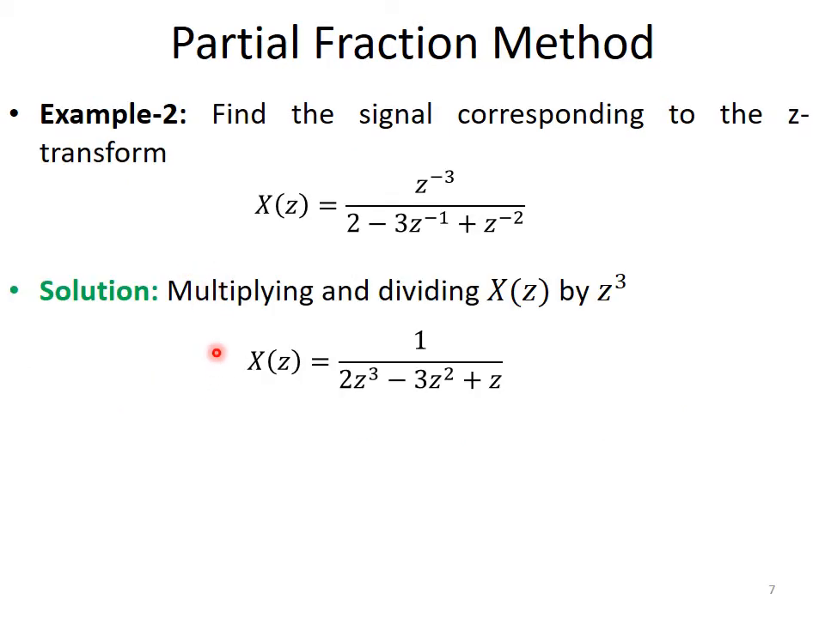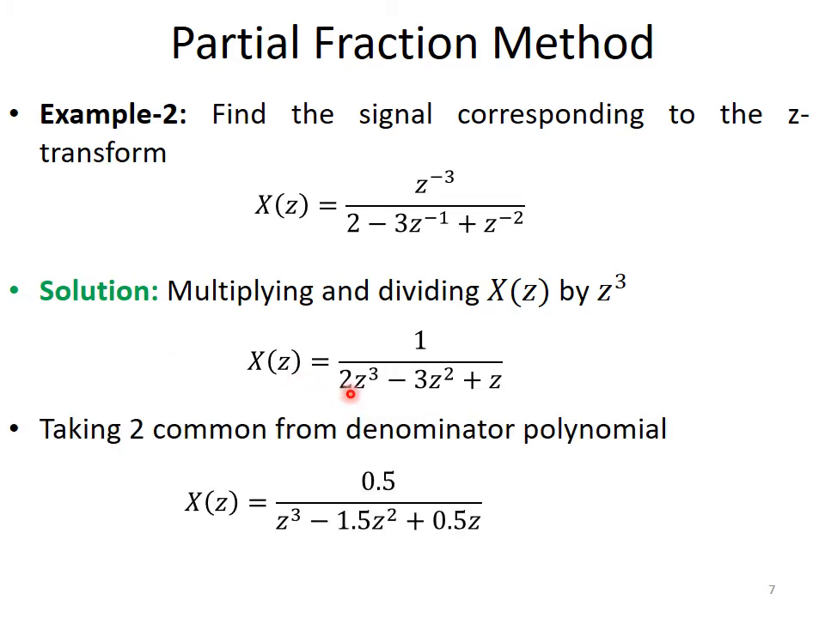Then the second method, which is the partial fraction method. In this method you have to break your function into partial fractions. Before that, you have to do some simplifications which are convenient later on. For example, this is the function you are given to find the inverse Z transform. First, convert negative powers of z into positive, for example taking z power minus 3 common and making the rest positive. The second step is to make the coefficient of the highest power of z in the denominator equal to 1. For that you have to take 2 common from the denominator.